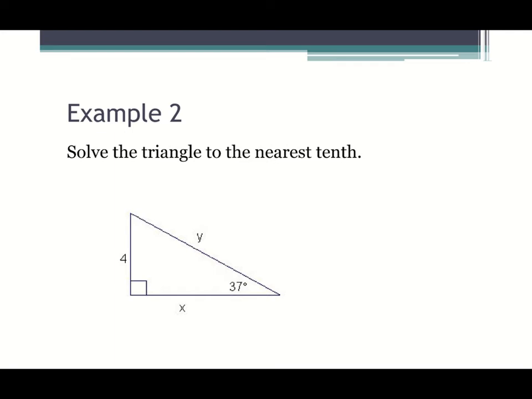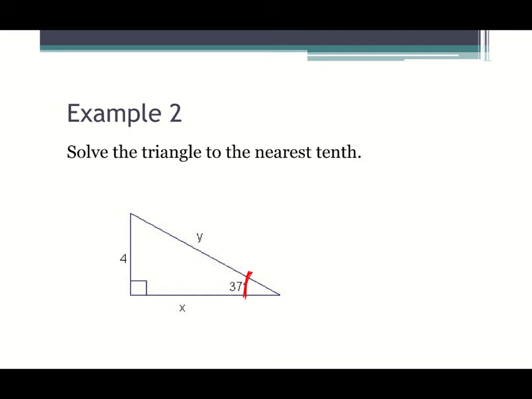And our last example, example 2, solve the triangle. Solve the triangle just means find anything that's missing. So we're missing x and y. We don't know what those two values are, so that's what we're trying to find here. We know that we have 37 degrees as our angle that we're going to base everything off of.